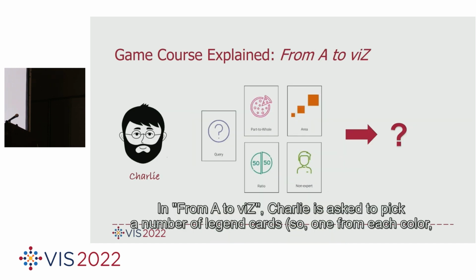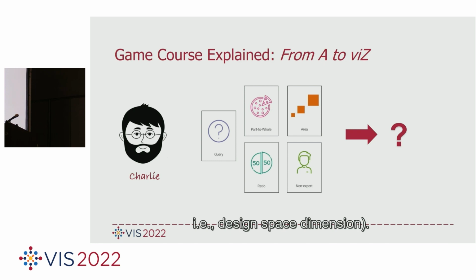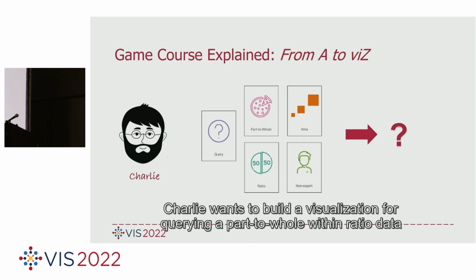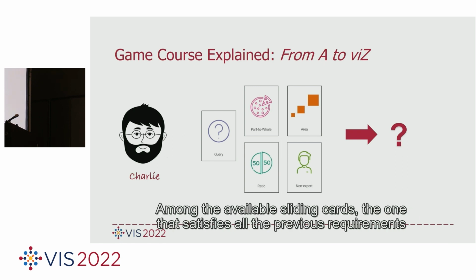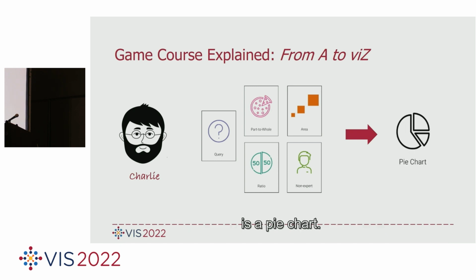In From A to This, Charlie is asked to pick a number of legend cards, so one from each color, meaning one from each design space dimension. Charlie wants to build a visualization for querying a part-to-whole within ratio data that can be used by non-expert users and that employs area as the main visual variable. Among the available sliding cards, the one that satisfies all the previous requirements is a pie chart.